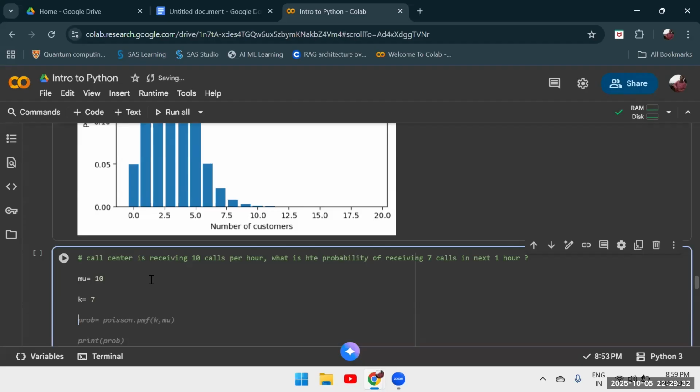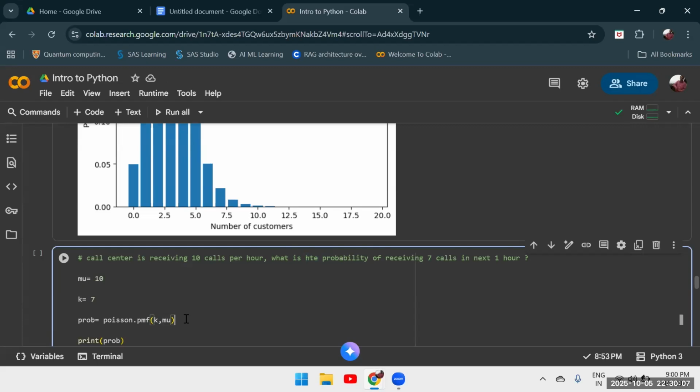Okay, I have assigned this. Now I got this. So now what am I supposed to compute? I need to compute the probability mass function, right? So for that, I'm assigning a variable called probability, and I'm assigning the value of my k, which will be my prediction, and mu, which will be the actual 10 calls I will be getting. So 7 comma 10. I'll just be doing this.